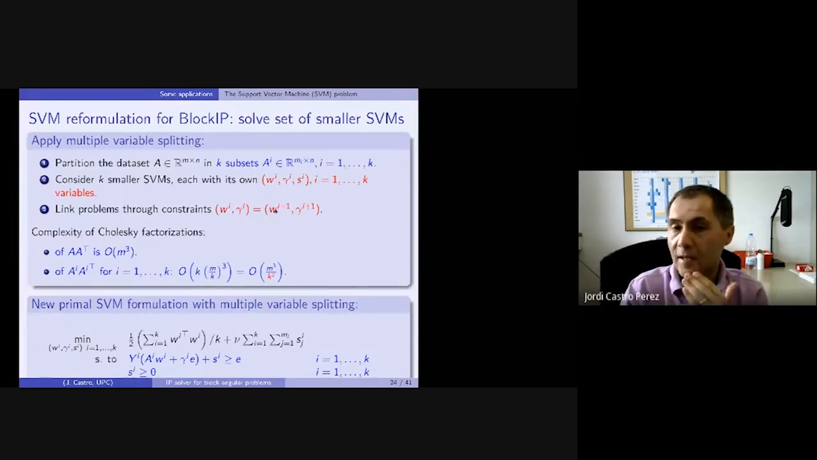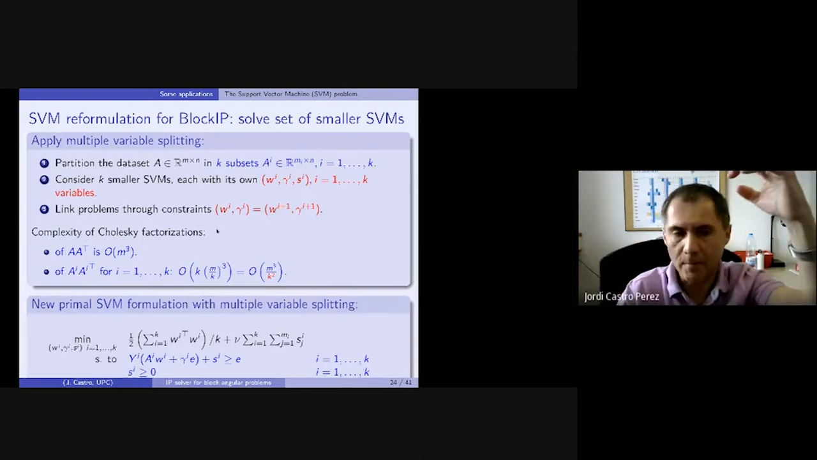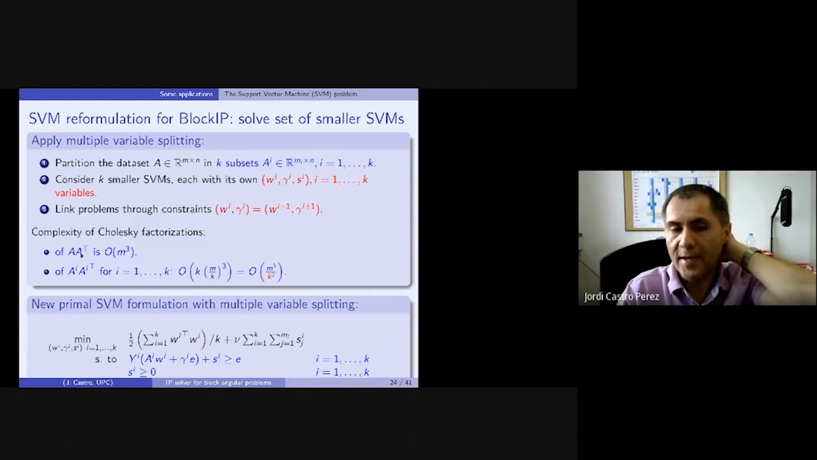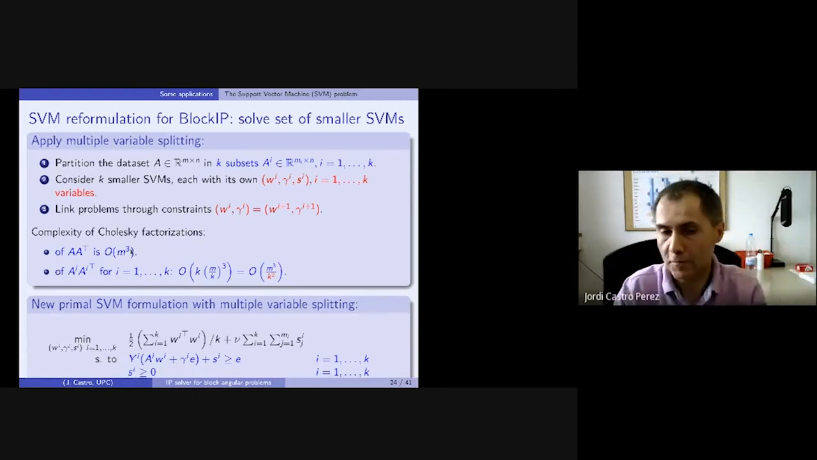The benefit is that if you solve the whole problem without this splitting, you have to solve this system of equations with A A transpose, solving a Cholesky factorization of that at the cost of O(m to the cube). Remember, Cholesky factorizations, the solution of systems of equations, have cost m to the cube, where m is the number of points, which is the size of this matrix. If I split the matrix in k smaller parts, then I have to solve k systems, one system for each part, but each system has size m divided by k, to the cube. Then you do this operation, and the cost is m to the cube divided by k squared. So this is much smaller than that.